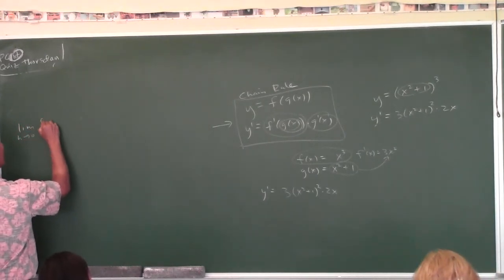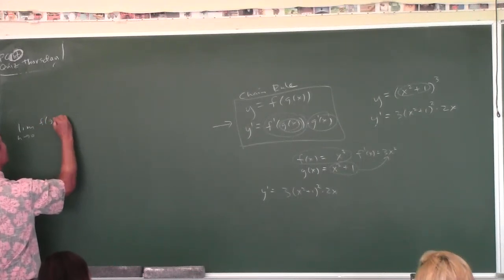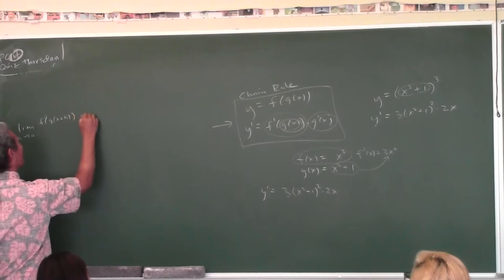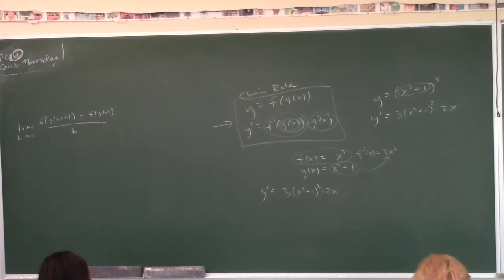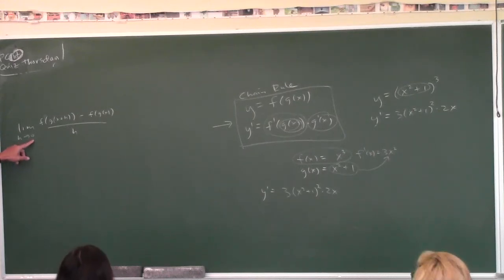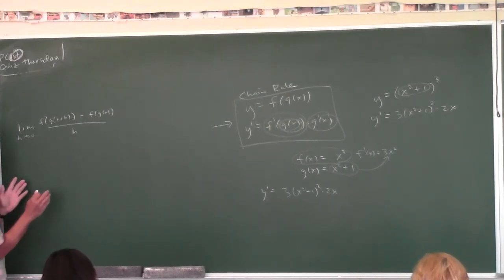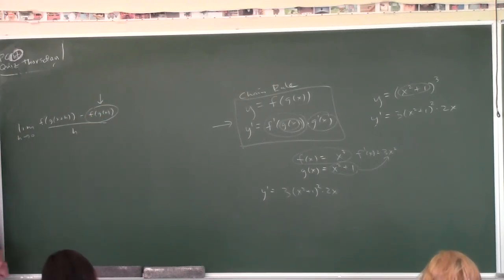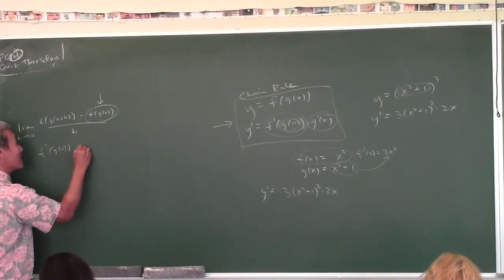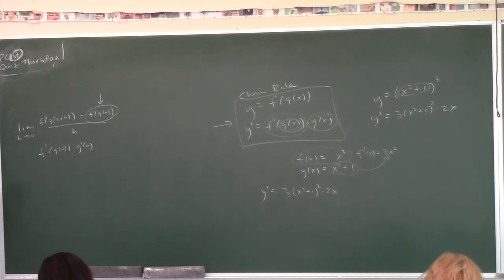Limit as h approaches 0, f of g of x plus h minus f of g of x all over h. Just like we had on the test. Hey, isn't that the definition of the derivative? Limit as h approaches 0? This is the definition of the derivative. What function do I take the derivative of? Right there. You look there, right? That's the function. Okay, what's the derivative of f of g of x? f prime of g of x times g prime of x. That's the answer. You just regurgitate it. It must be memorized.